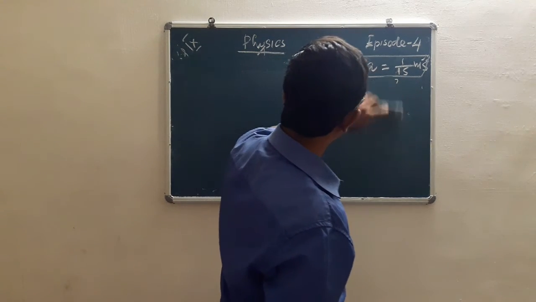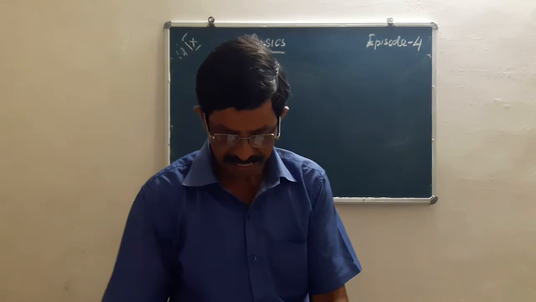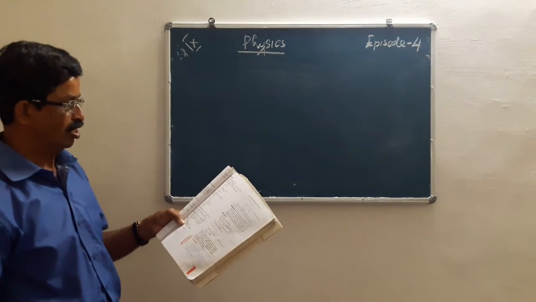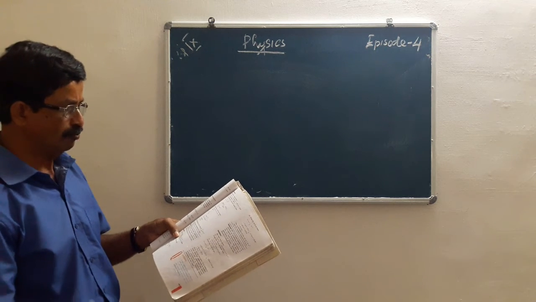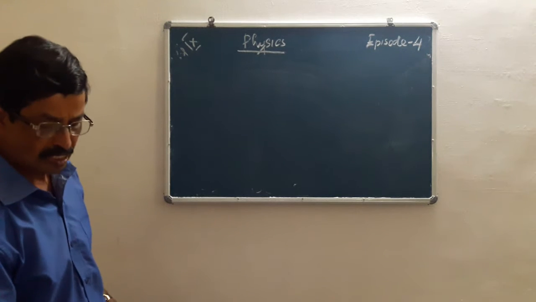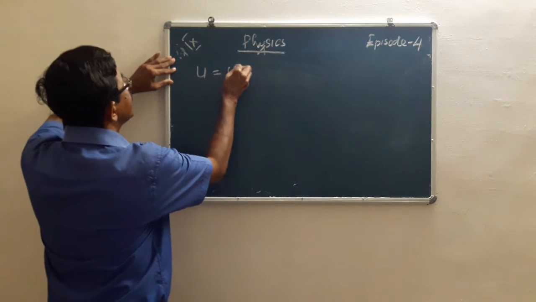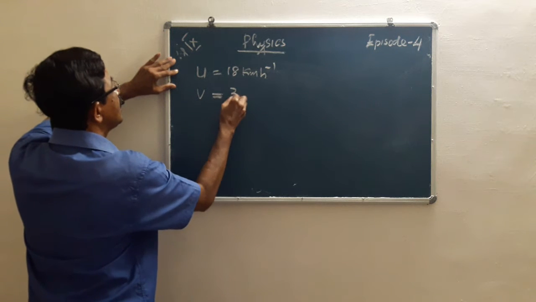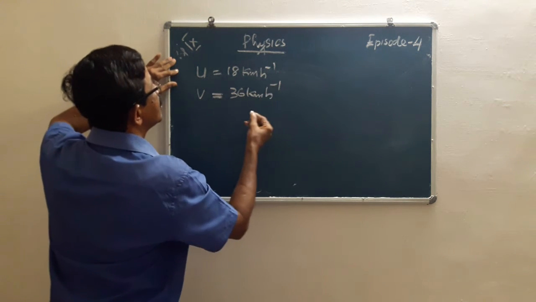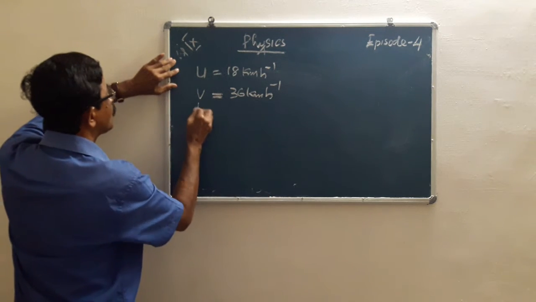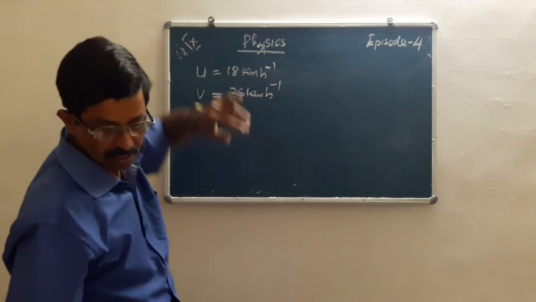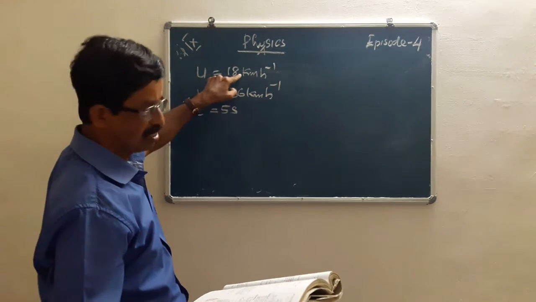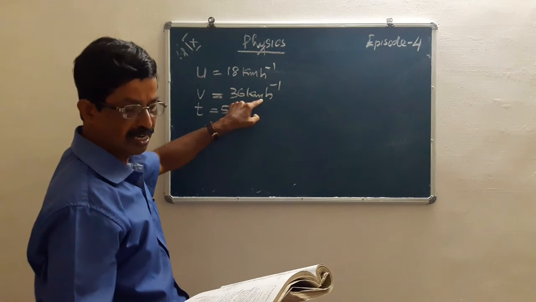Now another problem given to you is that a car accelerates uniformly from 18 kilometer per hour to 36 kilometer per hour in 5 seconds. You want to find acceleration and distance covered. At first, speed u is equal to 18 kilometer per hour. Then its speed becomes the final velocity, that means 36 kilometer per hour. And the time taken, t, is 5 seconds; within 5 seconds this happened.